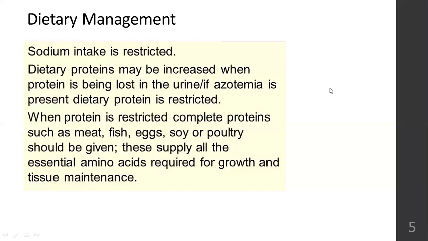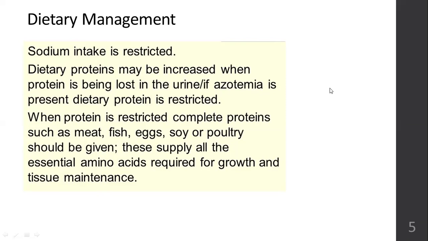Dietary proteins may be increased when protein is being lost in the urine, or if azotemia is present, dietary protein is restricted. But if the patient is not showing any signs and symptoms of proteinuria, you don't have to reduce the protein intake. Only if there is proteinuria, you have to be restrictive with protein.